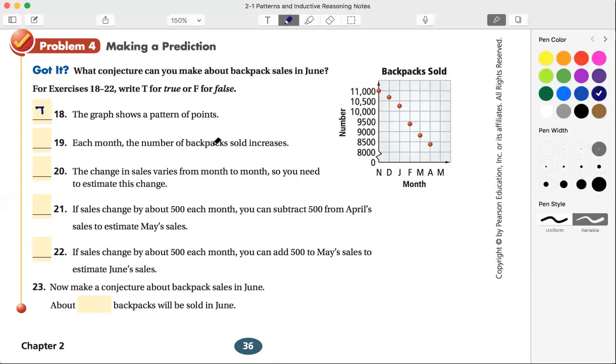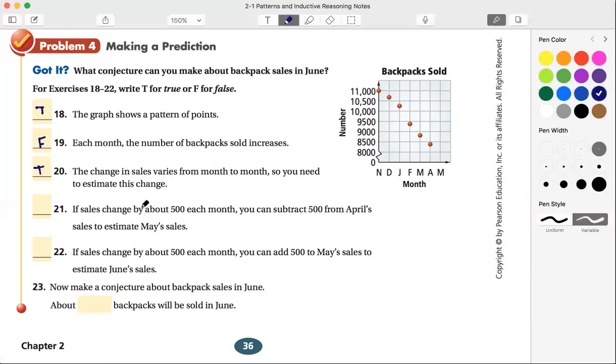So each month, the number of backpacks sold increases. Is that true or false? I think that's false. I think it decreases. The change in sales varies from month to month, so you need to estimate this change. So it's a little bit different here and here. So that's true. It does vary. So we have to estimate.